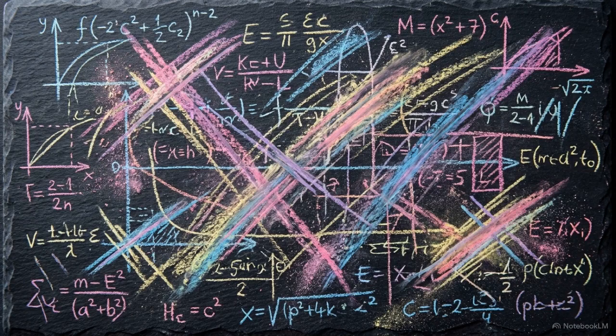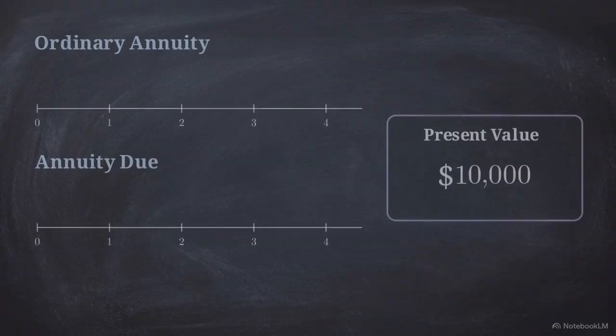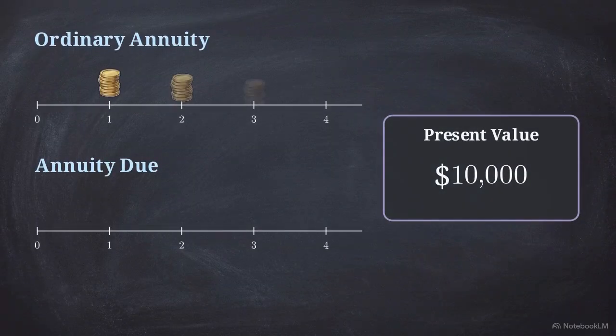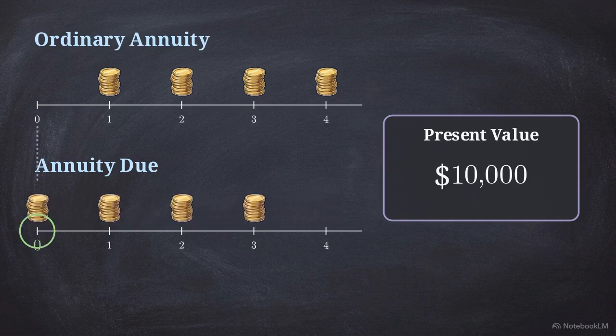Moving to the time value of money, the most frequent errors occurred when students begin calculations before clearly mapping the project timeline. Look at the difference in these two timelines. In an ordinary annuity, cash flows occur at the end of each period, but in an annuity due, those same blocks shift forward to the exact start of each period. That single shift changes the entire present value calculation.